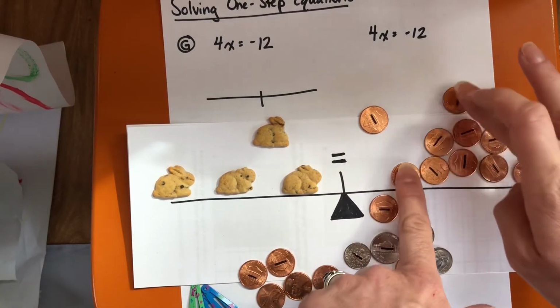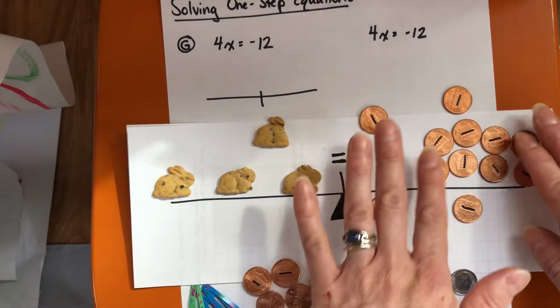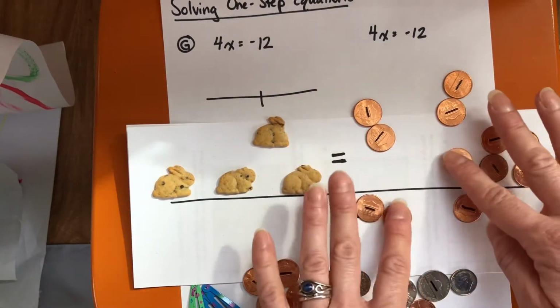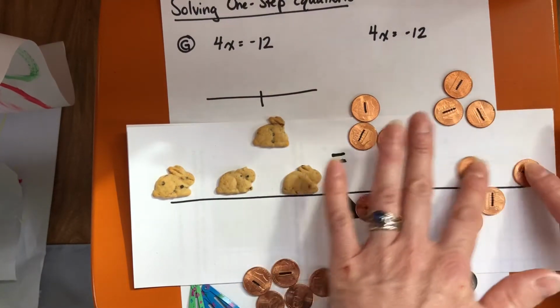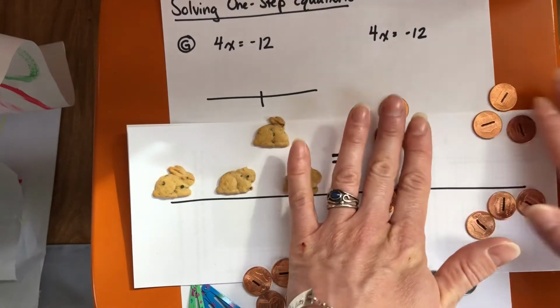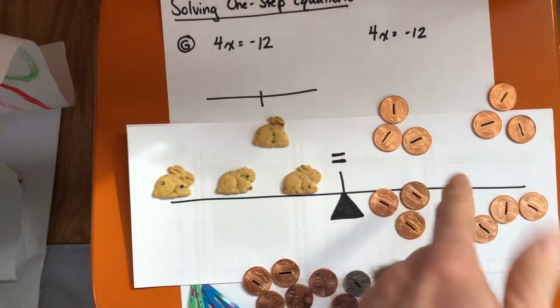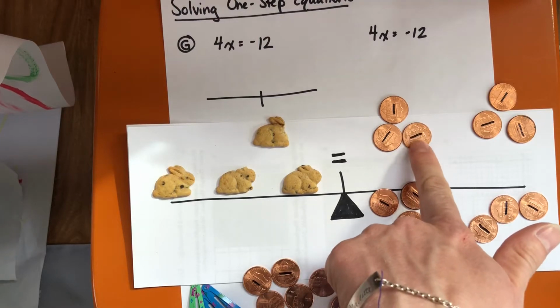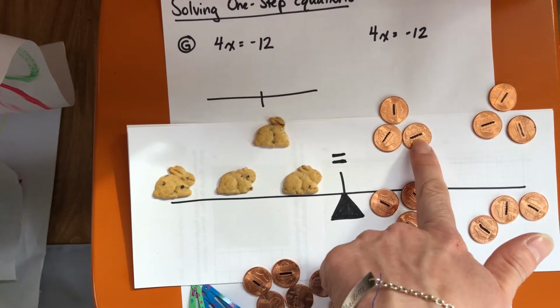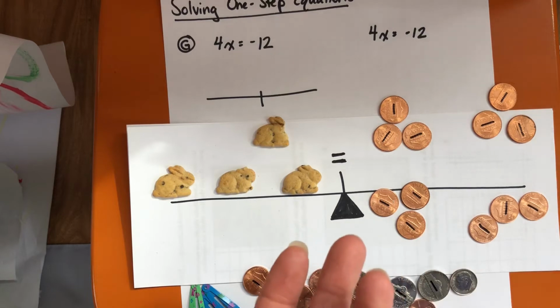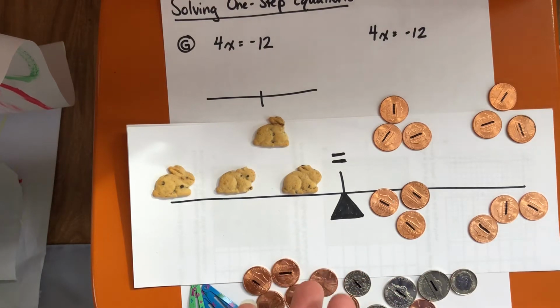1, 2, 3, 4. I can deal them out just like I would playing cards in a game of war. And what do you notice? You notice that each group has 3 in it. But it's not positive 3 because they're tail side up. It's negative 3. So all we did was divide them into 4 groups.